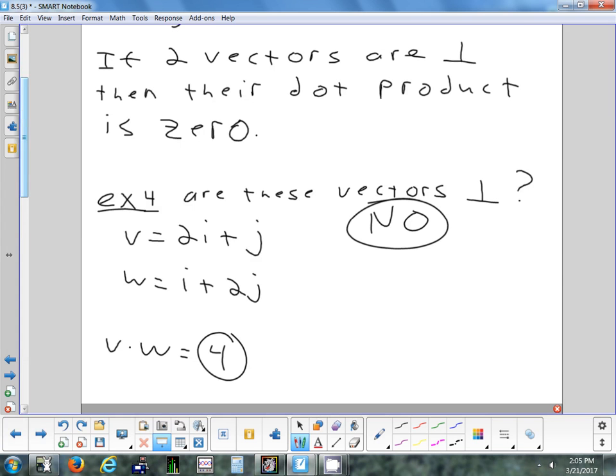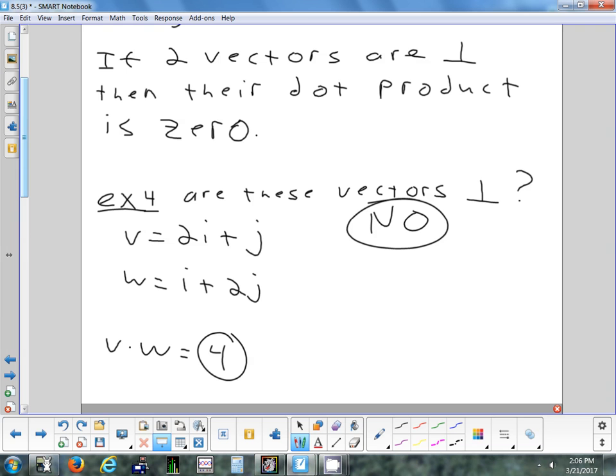Can somebody tell me one thing you could change that would make V and W orthogonal? You could change one thing, and you could actually do it in different spots, but you just have to change one thing. All I have to do is change either the I and J in V or the I and J in W to 0.